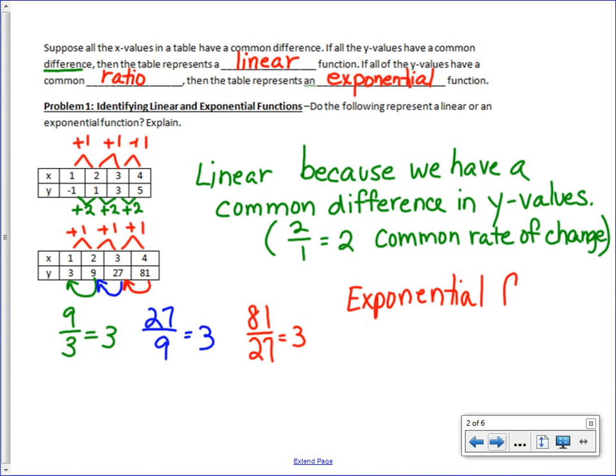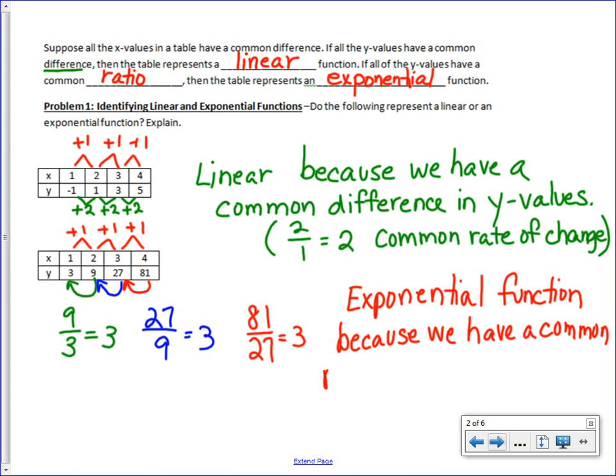So exponential function, because we have a common ratio between y values of 3.